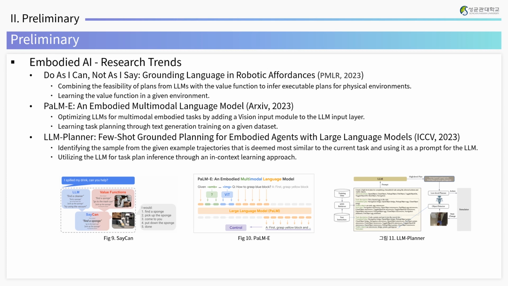Next paper is LLM-Planner: Few-Shot Grounded Planning for Embodied Agents with Large Language Models. It identified the sample from the given example trajectories that is deemed most similar to the current task and used it as a prompt for the LLM, utilizing the LLM for task plan inference through an in-context learning approach.